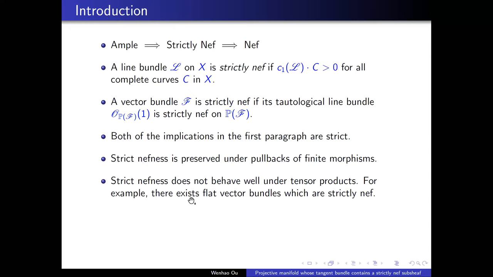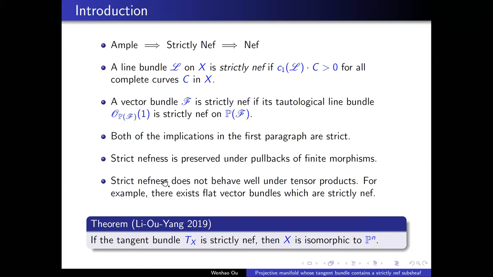For example, there exist flat vector bundles which are strictly nef. For a flat vector bundle, its determinant is numerically trivial, but somehow it can still be strictly nef. And we will see an example later. So we know that the determinant is inside the tensor power. This means that strict nefness is not preserved under tensor product.